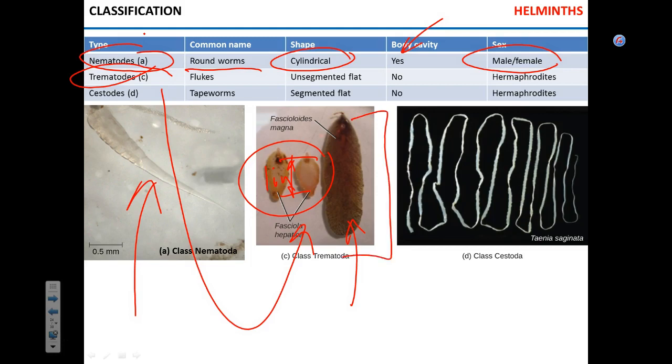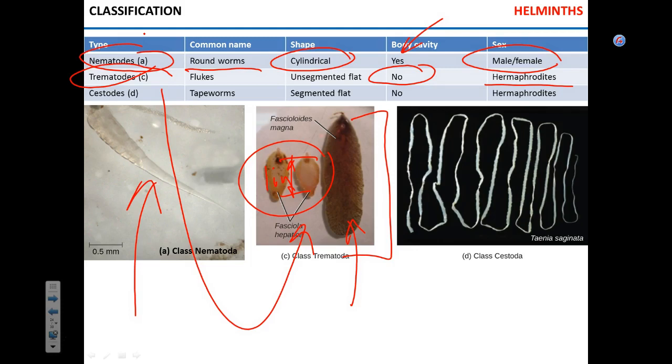They're also called flukes. They are flat and not segmented. They do not have a body cavity. Some of them have certain fairly rudimentary organ systems. And they are hermaphrodites. For our intents and purposes, we're going to consider all flukes hermaphrodites. There's one exception you don't have to focus on. Does that make sense? So think about them as hermaphrodites.